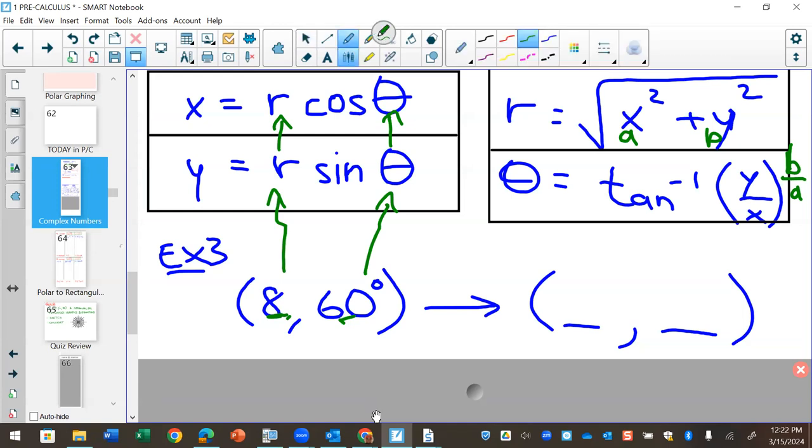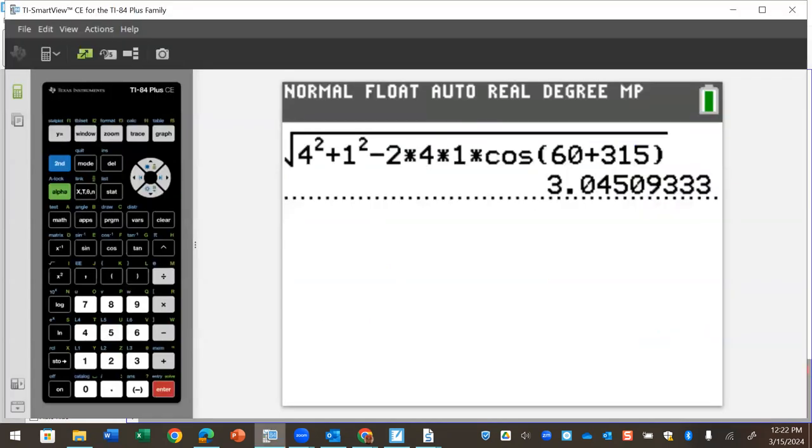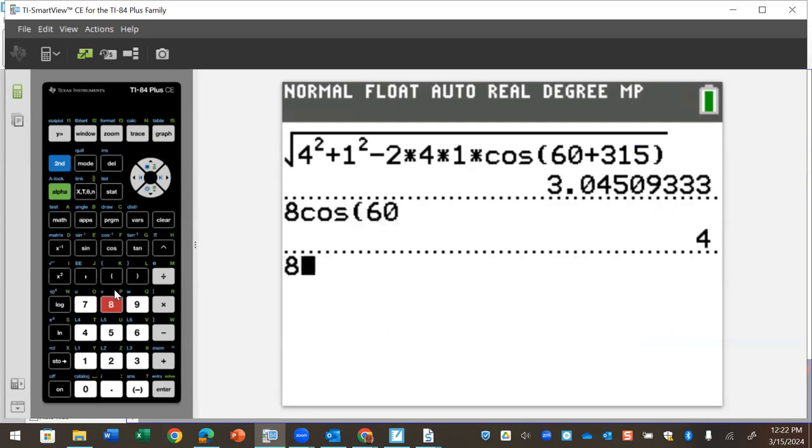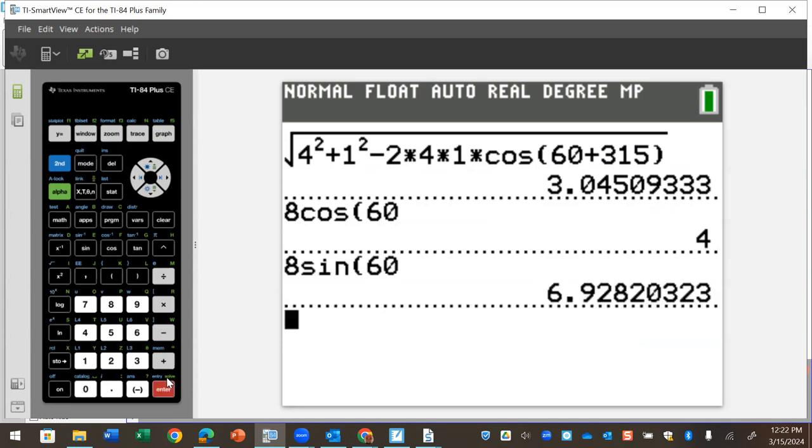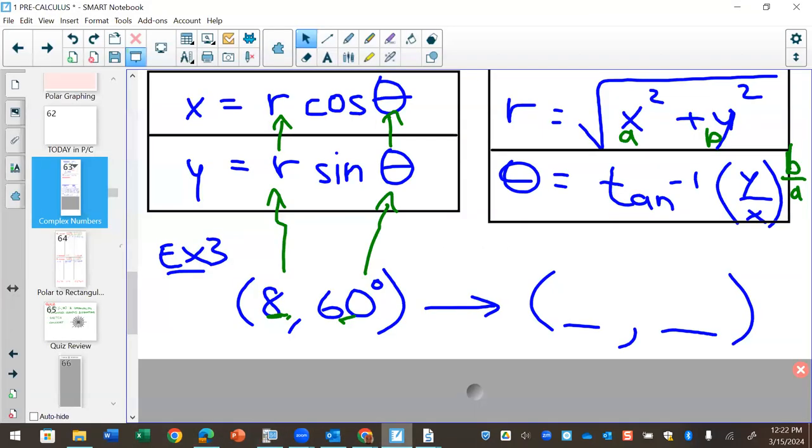Straight calculator. And if I'm in the right mode, what was it? 8 cosine 60, is that 4? And 8 sine 60. Round it, please. 6.9, right? The 2 doesn't round the 9 up. So 4, 6.9. Easy stuff there.